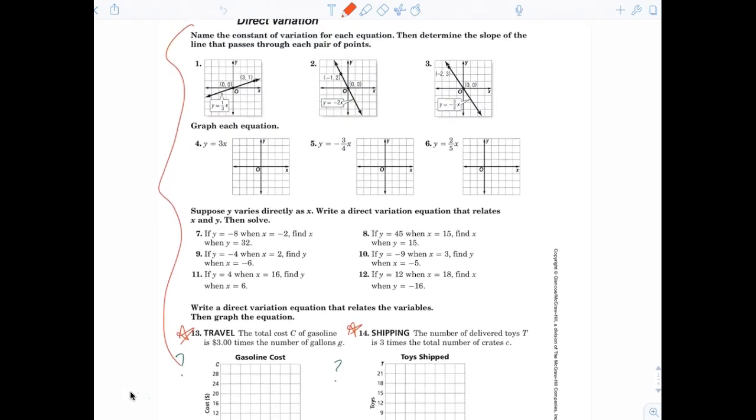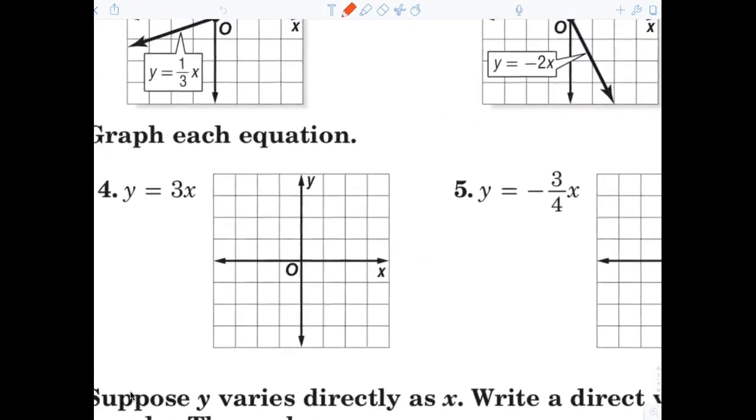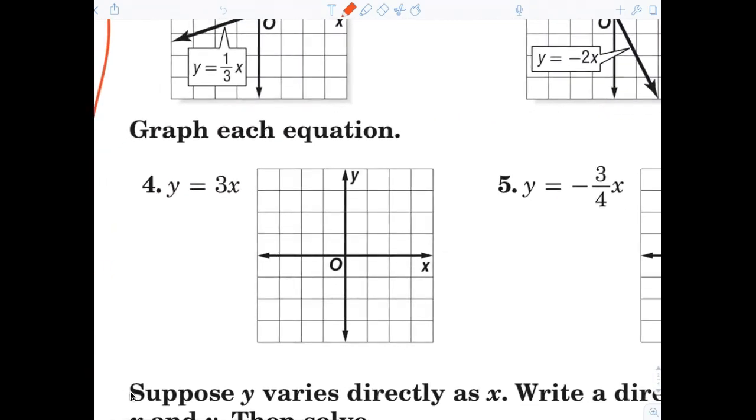Who has a question? Somebody came in and was like, oh my gosh, I couldn't graph y equals 3x. All right. I'm not sure what the problem is. We said yesterday it always goes through the origin. Direct variation always goes through the origin. So you were supposed to plot 0, 0 every single time.